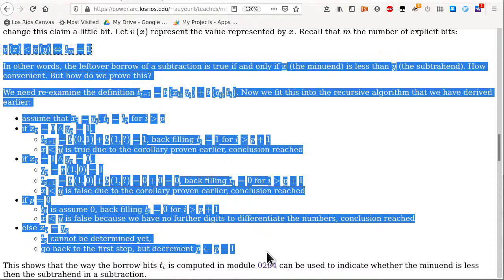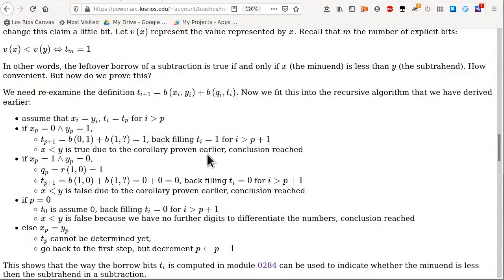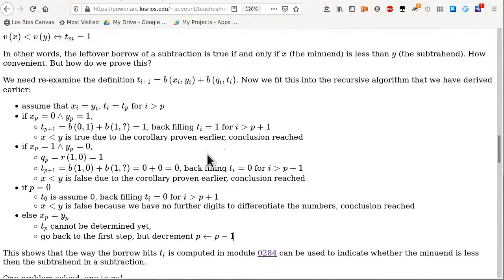In other words, because of this proof, we know for sure that we can rely on the borrow bit alone to determine whether X, the minuend, is less than Y, the subtrahend. If B is a 0, X is less than Y is false. If B is 1, X is less than Y is true. Okay, so that's pretty easy.